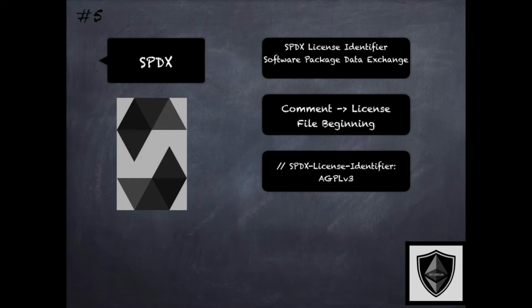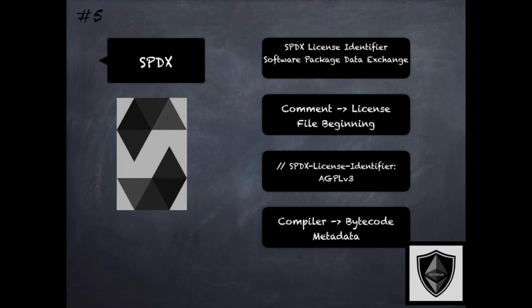An example looks like this, where it will say SPDX license identifier followed by the specific license that the smart contract developer intends for this particular smart contract. And this identifier, the license, is included by the compiler in the bytecode metadata that is generated so that this aspect really becomes machine readable.